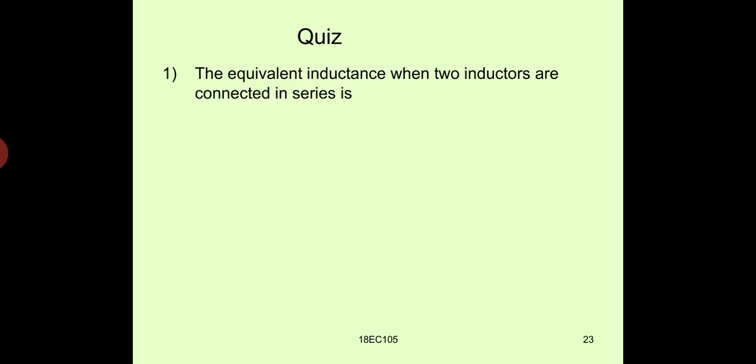Now let us check our memory with a small quiz. The equivalent inductance when two inductors are connected in series is equal to: choice A, L equal to L1 plus L2; choice B, 1 by L1 plus 1 by L2; choice C, L equal to L1 into L2; and choice D, none of the above. What's the right answer? It has to be L1 plus L2.